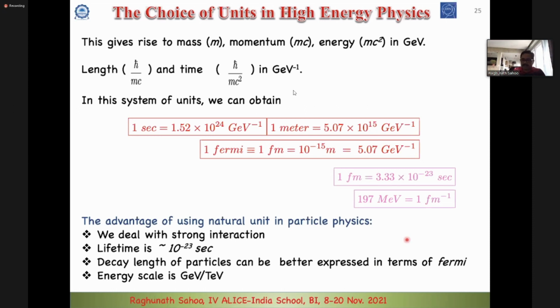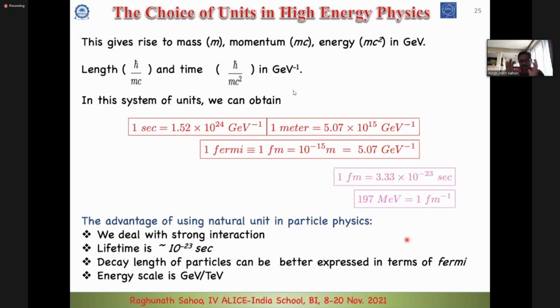So if I say 3 into 10 to the power minus 23 seconds is the lifetime of something, you don't get a feeling. But if I say it is 3 Fermi, or 4 Fermi, that means the length scale also we know: the particle is created and it can traverse this much distance before it decays. So that is also like the c tau, the path length of the particle.